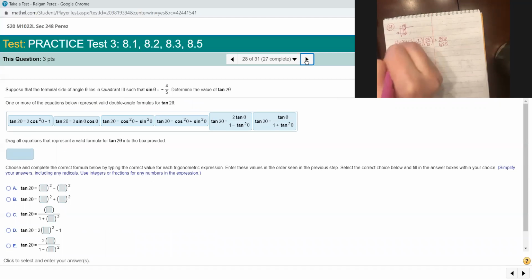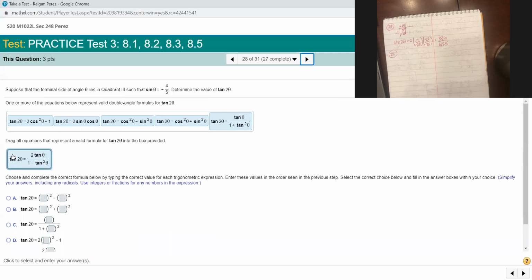Number 28. Okay, so another one. Tangent of 2 theta is equal to 2 tangent over 1 minus tangent squared. So that's just this one. Tangent and sine just have one each. Cosine has 3 different ones.